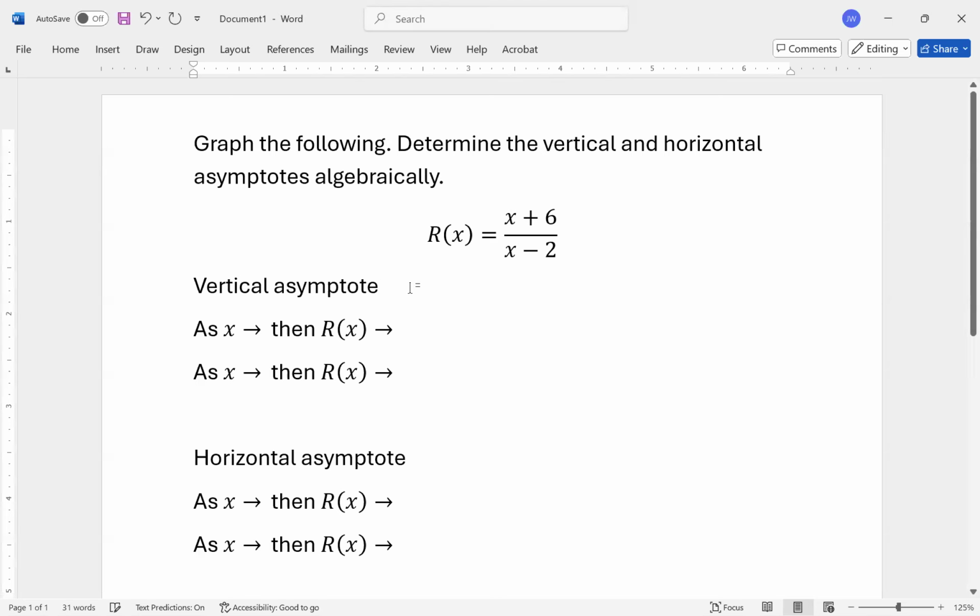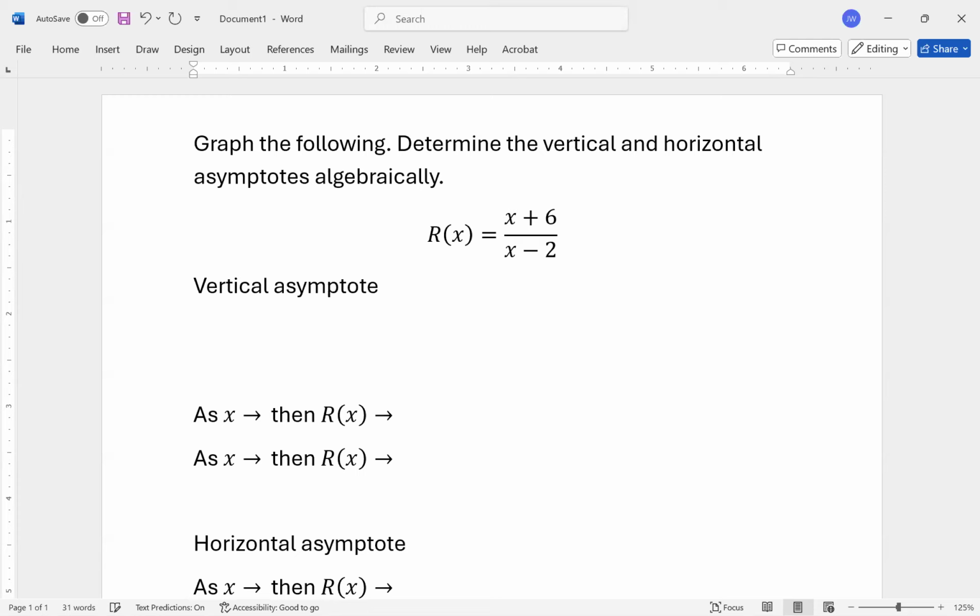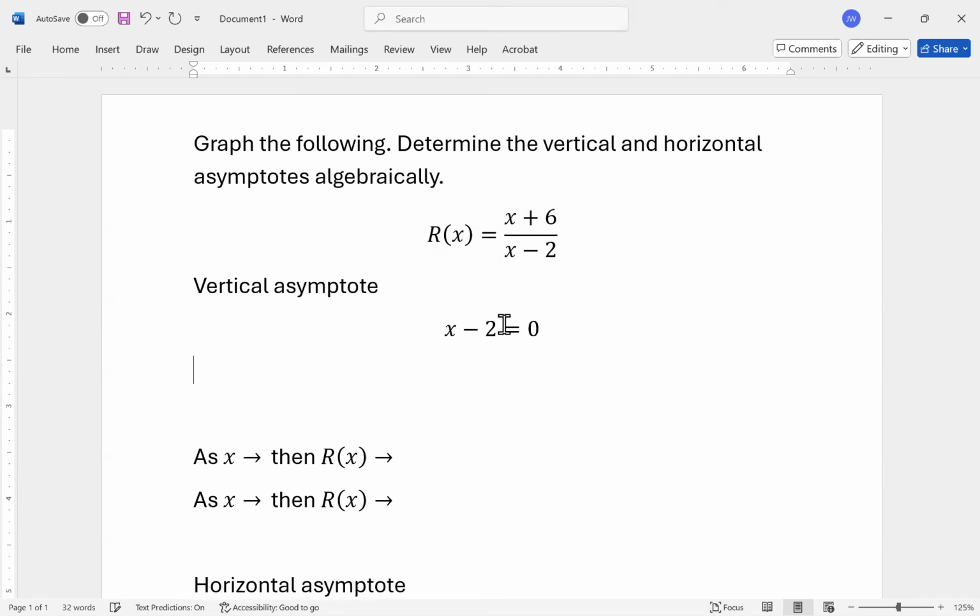All right, let's first start out by looking for the vertical asymptote or vertical asymptotes. This one has actually one vertical asymptote, and it is going to happen when the denominator is equal to 0. So the denominator we set equal to 0, and we solve for x. X equals 2 is the vertical asymptote. That's a vertical line with points whose x values are all 2.